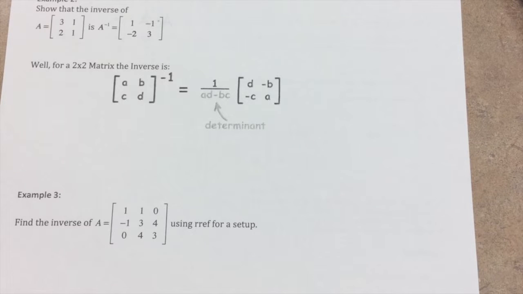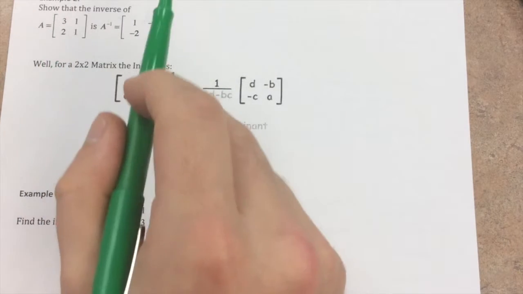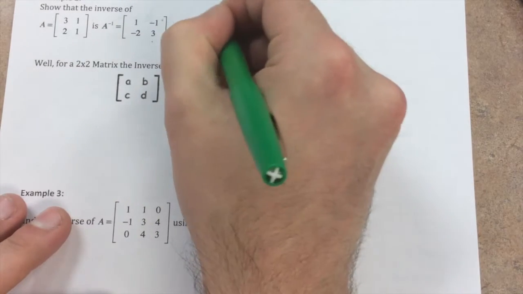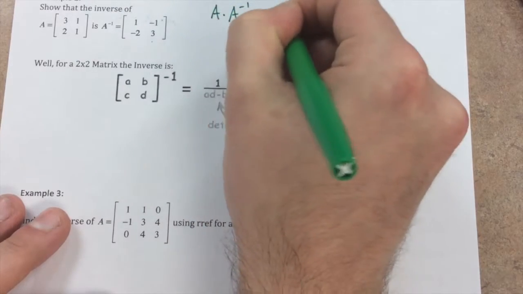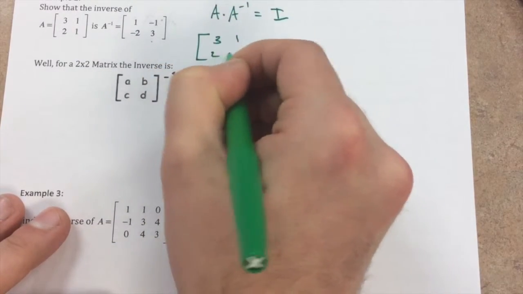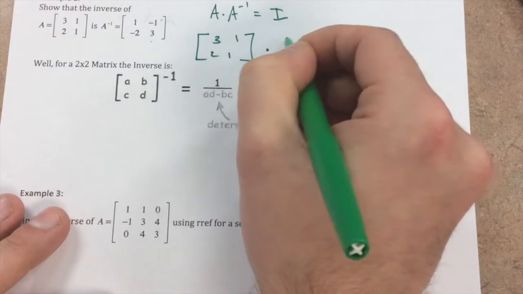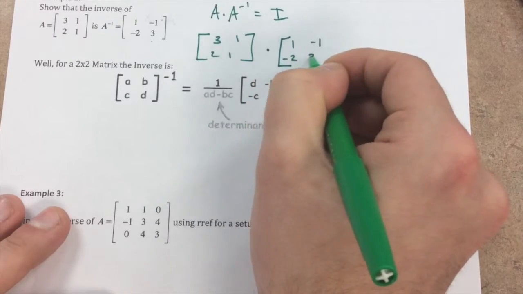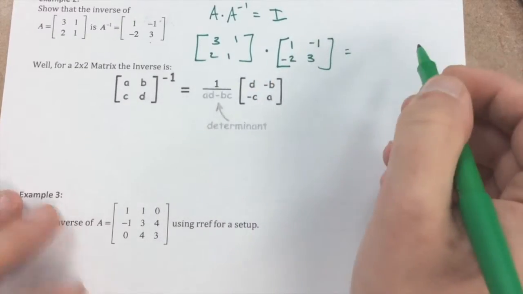So example 2, show that the inverse of A is this. In order to show something is an inverse, we can multiply them, and when we multiply them, we get the identity. So we should have A times A inverse equals the identity. So we could do 3, 1, 2, 1 times 1, negative 1, negative 2, 3 equals.